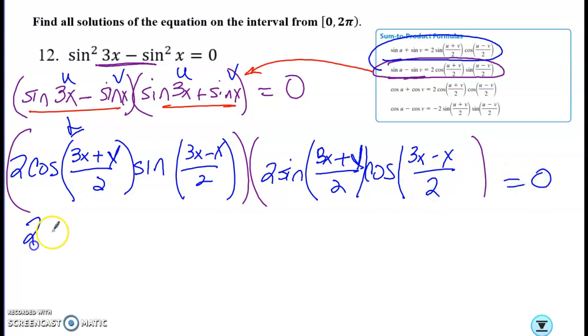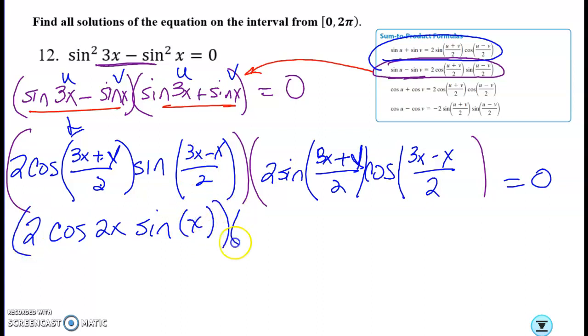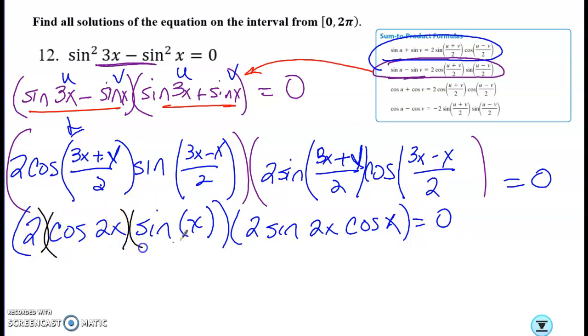So let's clean this up. This is 2 cosine of 4x divided by 2, which is 2x, times the sine of 2x divided by 2, which is x. That's all in one set of parentheses. Then over here I have 2 sine of 4x divided by 2, which is 2x, times the cosine of 3x minus x, which is 2x divided by 2, which is x. And this all equals 0. Okay, what's going on here is you have a whole bunch of multiplication. This is all factors, so you have all these factors that you could set equal to 0.